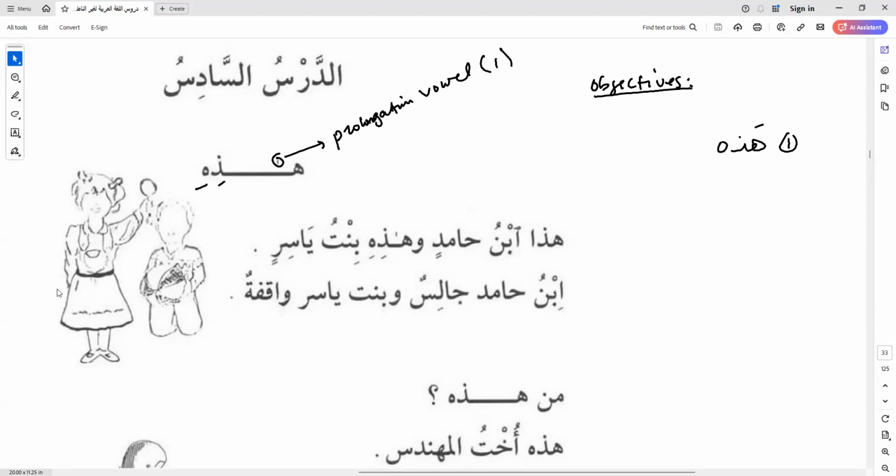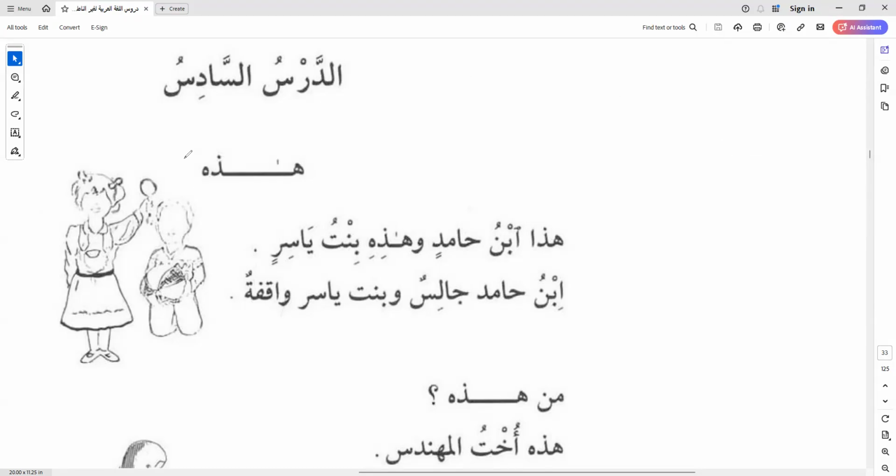And there are quite a few of them. هذه is one of them. We also talked about هذا and ذلك. That is the first objective, learning to use هذه. هذه means this is.